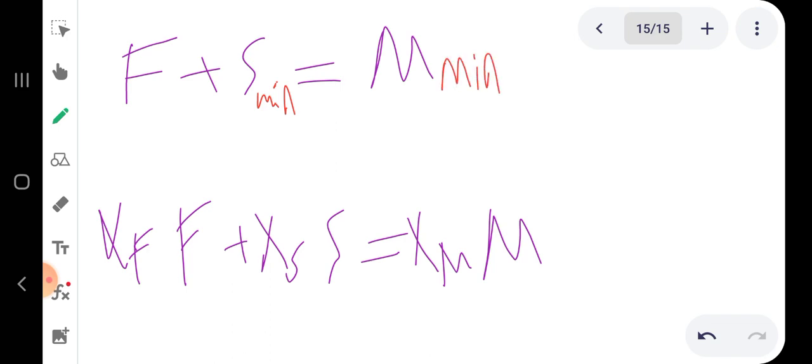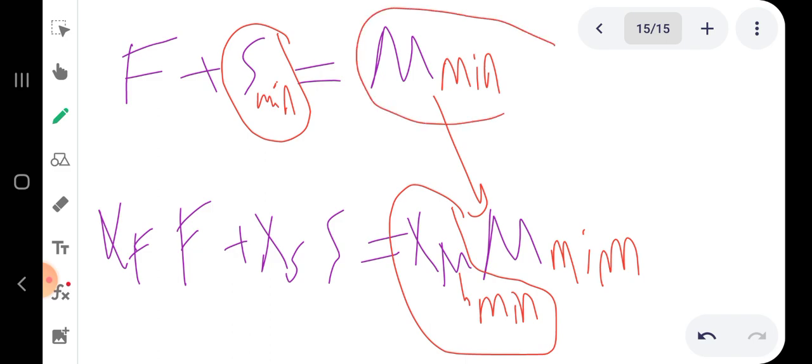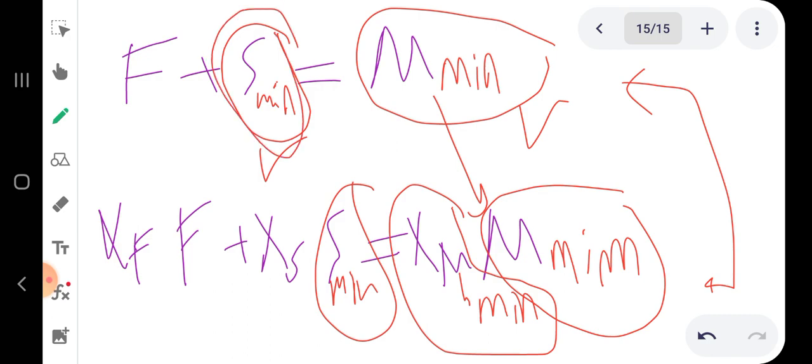And okay, how to get this M minimum? To get this M minimum, you need to get XM minimum. In other words, you need to get XM minimum somehow. Why? You have two unknowns, which are S minimum and M minimum, and you have two equations. You can solve them simultaneously in order to get S minimum. So the idea here is how to get this XM minimum. It is all about getting the XM minimum.